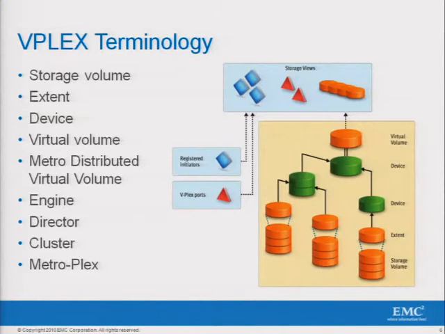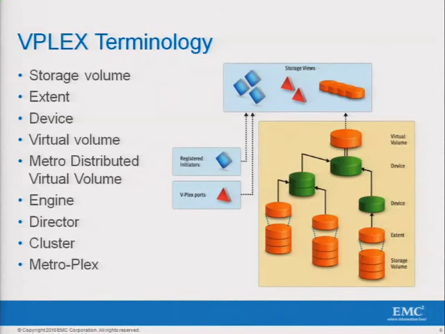You take storage volumes and extents and devices and potentially concatenate them if you're so desired. You present these out to your host as a virtual volume. A virtual volume can then be stretched across a cluster to become a distributed virtual volume, and help us to avoid confusion around Geo versus Metro.